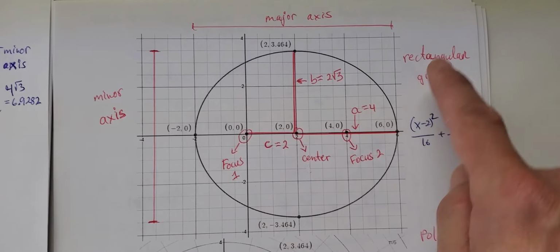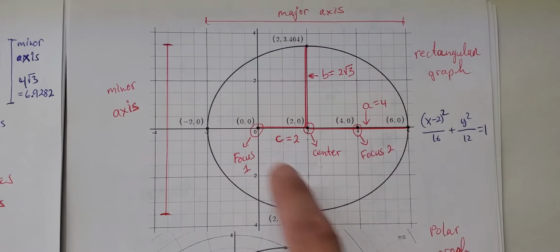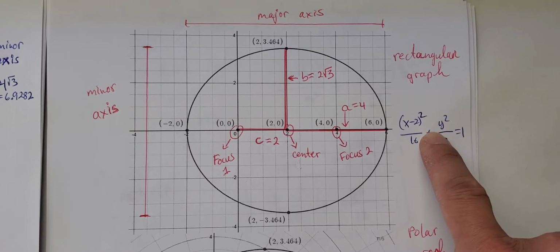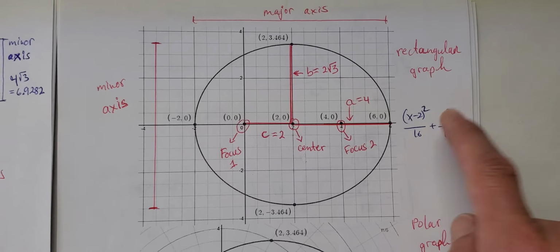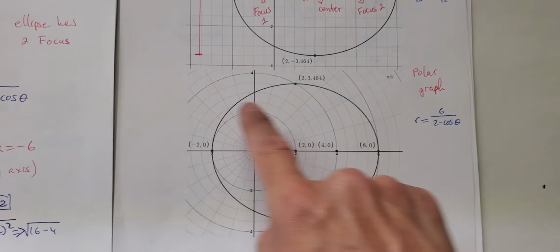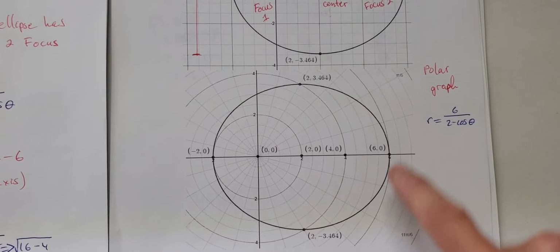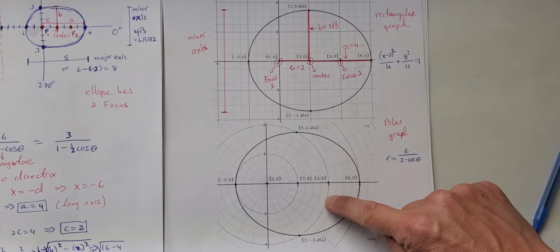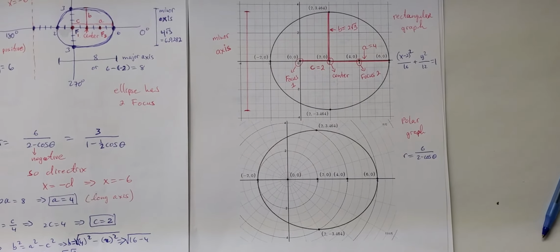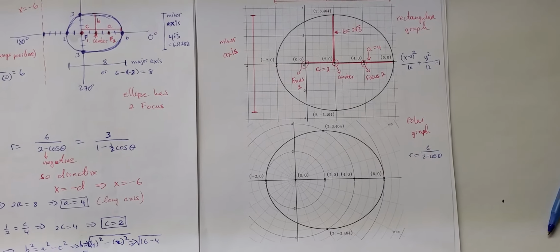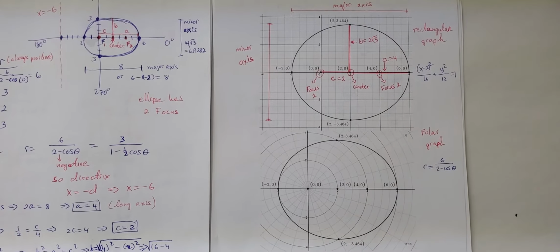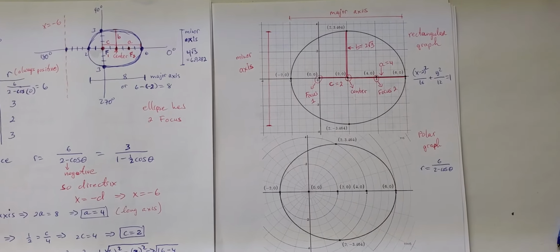Now what I have here is a rectangular graph using rectangular coordinates. I will explain to you where I got this equation from. So here is the polar form. Here's the polar graph. So rectangular graph, polar graph, it is the same graph. Again, the rectangular graph is on top, the polar graph is at the bottom. It is the same graph.